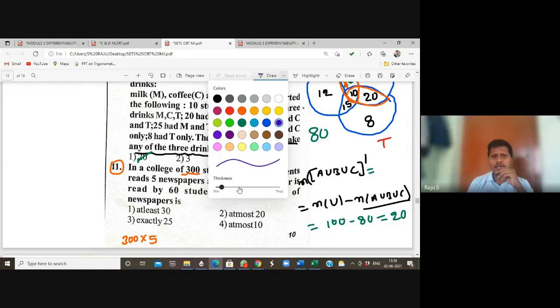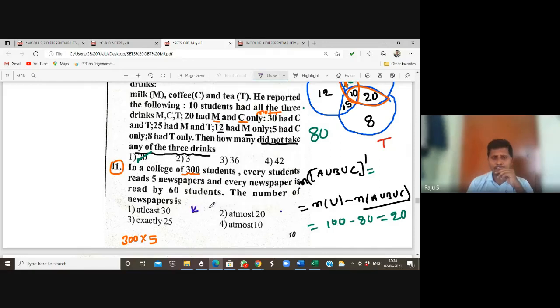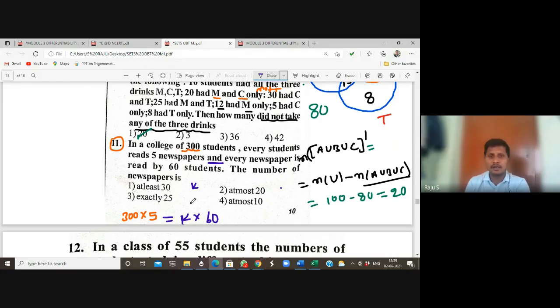k be the number of newspapers, and look here, every student reads 5 newspapers. Total number of students 300. So totally 300 into 5 should be, and every newspaper is read by 60. Then we have to equate here. Every newspaper read by 60 means k into 60, which implies what is the k value? They are asking the number of newspapers, k value 300, 1500 by 60.